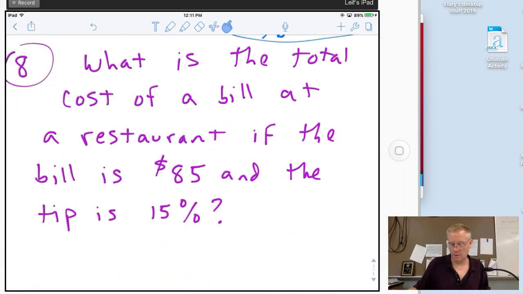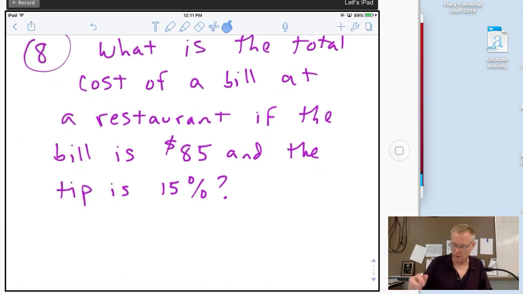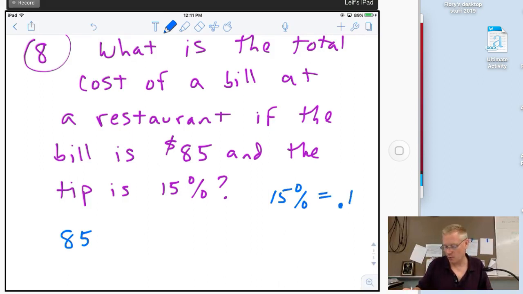Next one. What is the total cost of a bill at a restaurant if the bill is $85 and the tip is 15%? I know not everybody goes out to restaurants as much as adults, but the tip is something you pay on top of the bill. All right, so if the bill is $85 and I want 15%, I want that to be in decimal. Okay, which means that's 0.15.